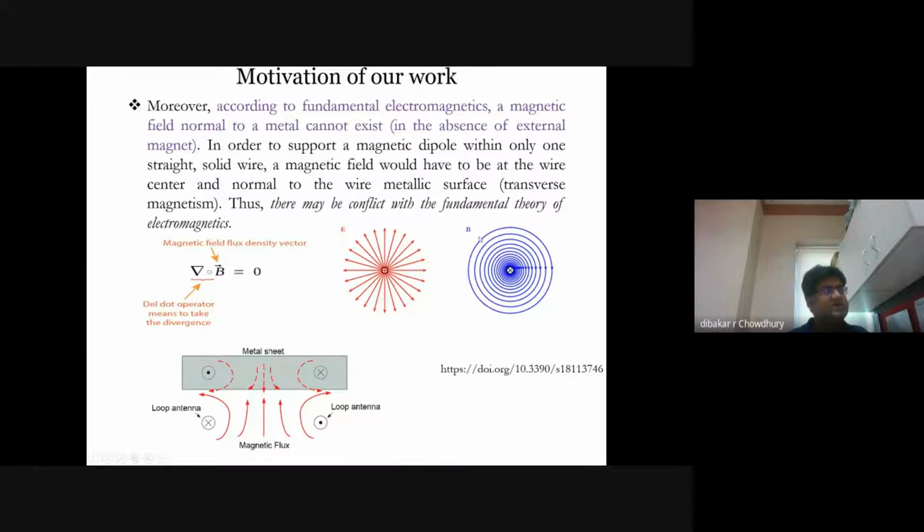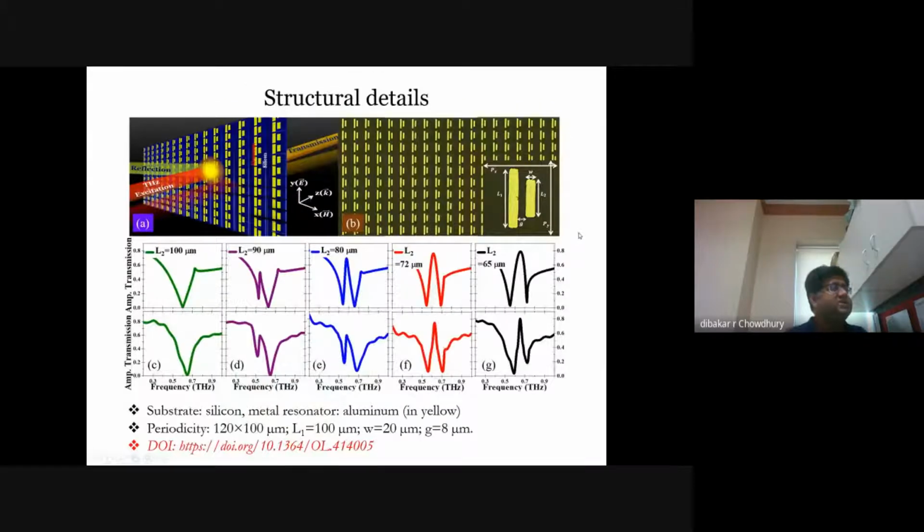Nature is not transverse, but it is circulating around this. But in this problem, we try to address this issue: can we design a plasmonic wire in such a way that the magnetic fields can come out directly from the plane of the wire, or in other words, that is transverse magnetism?